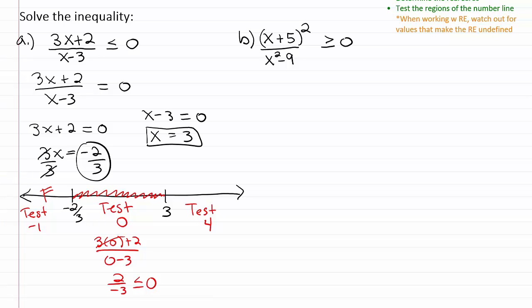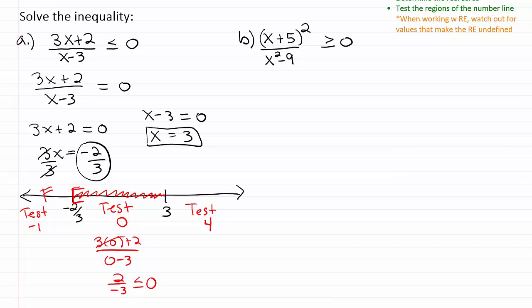Now, the thing we want to be careful about now is we have an equality symbol here, right? So we have less than or equal to 0, and we know that -2/3 makes the fraction equal to 0, or the rational expression equal to 0. So we want to actually include that answer by putting a square bracket around it to show we're going to include that. We do not want to include 3.